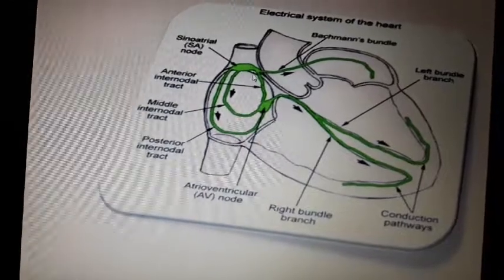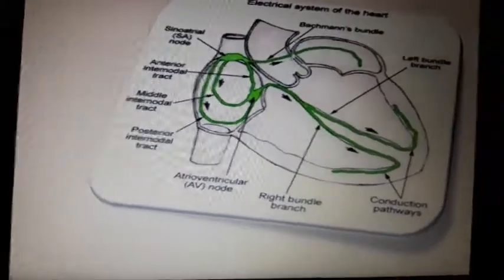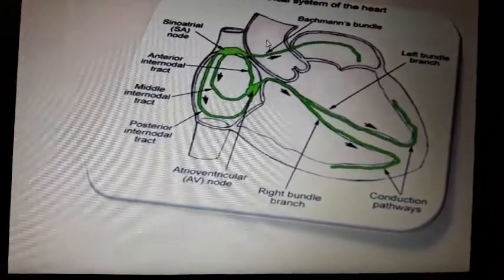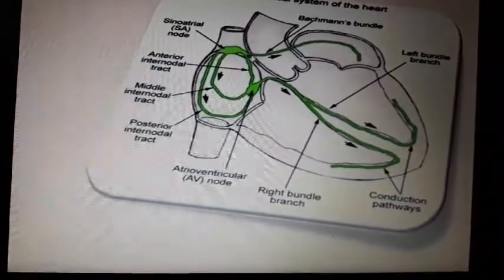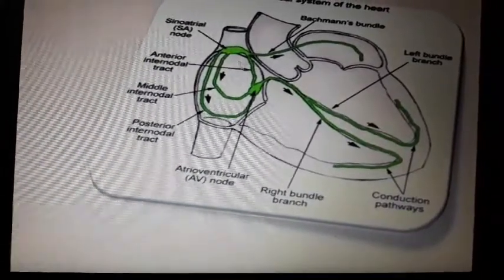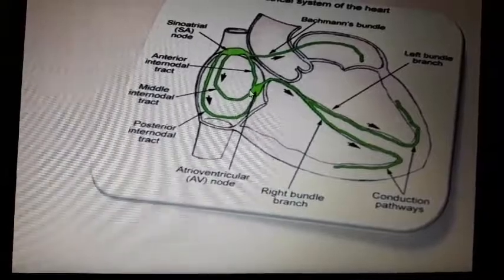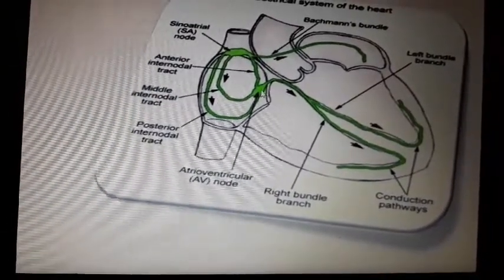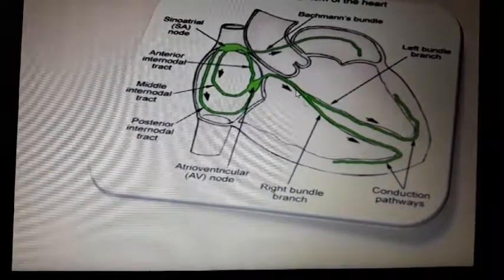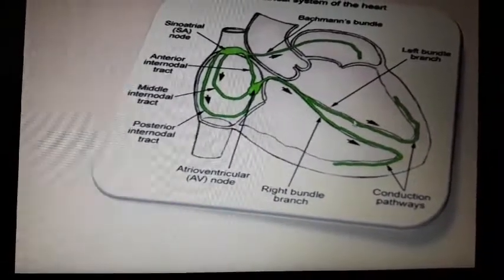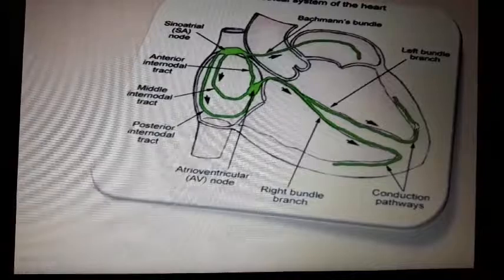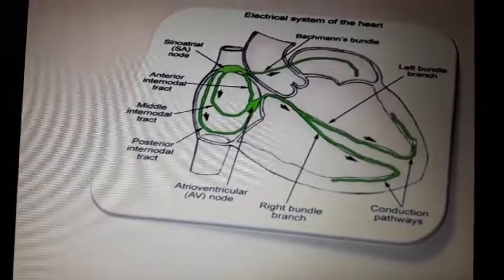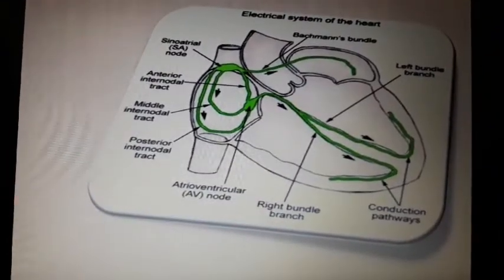On the other hand, we can see the interatrial connections known as the Bachmann's bundle. We can see the intraatrial connections, that is the anterior, middle and posterior internodal tract converging to the AV node, bundle of His, right bundle branch, left bundle branch, finally running into Purkinje fibers, together constituting the electrical system of the heart.